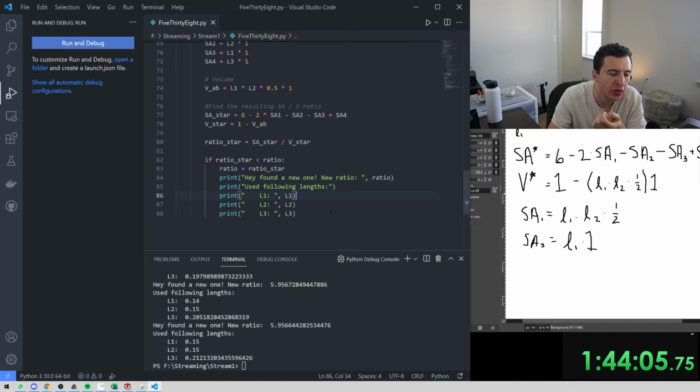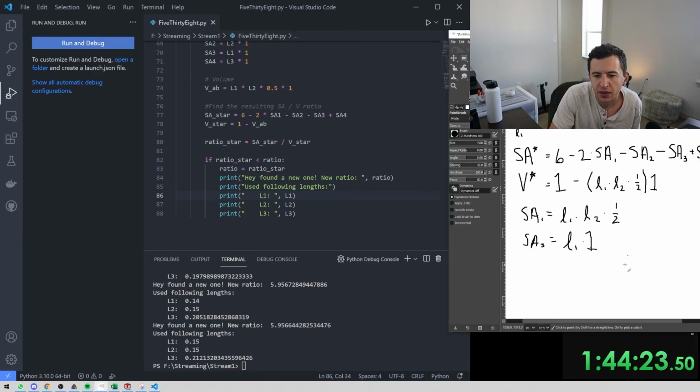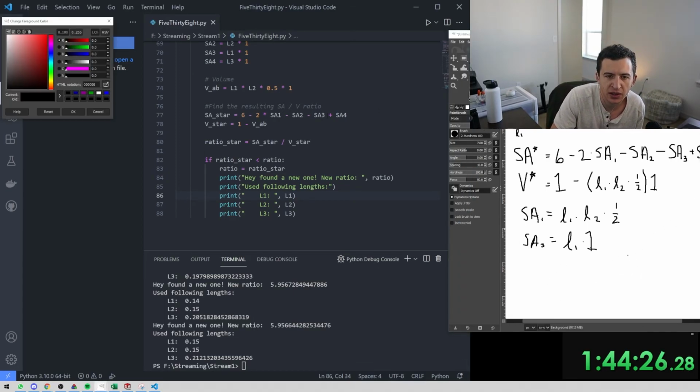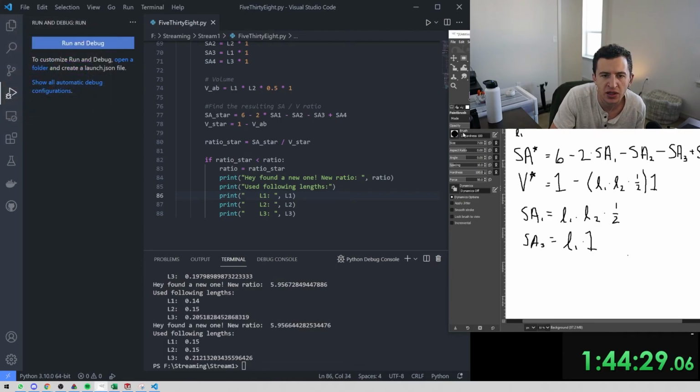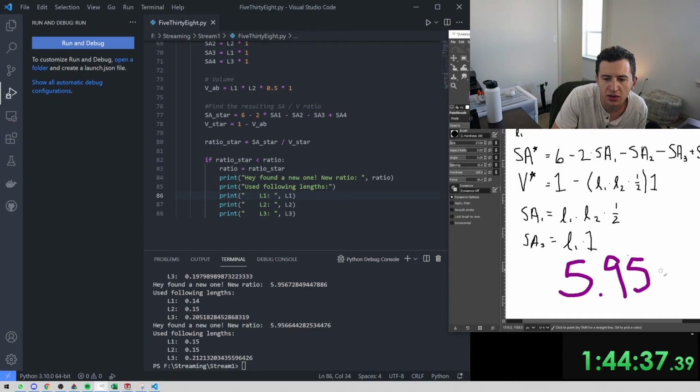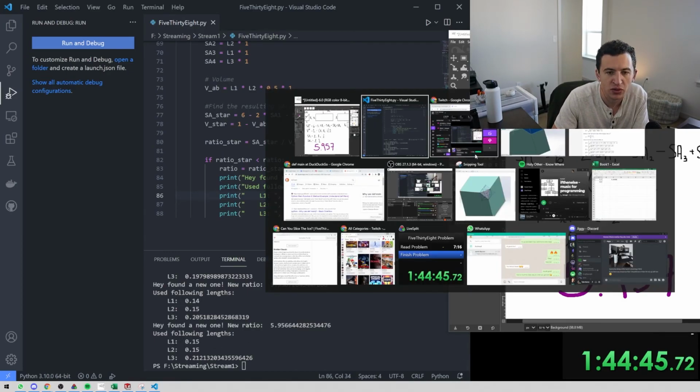0.15. If they're both 0.15, you get down to 5.95. And I think that's a new low score. We've got a new low score alert, 5.95. So let's write this down, because I don't think I did before when it was for the 1 corner cut. 5.9567. And that's using L1 of 0.15 and L2 of 0.15.